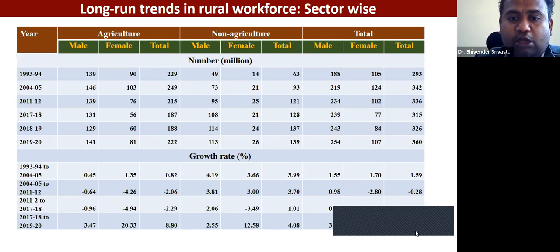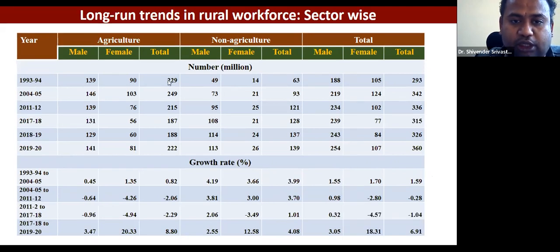So these are the numbers which I have estimated between 93 and 2019 using the NSS employment surveys, then census population, and then the PLFS surveys. Here you can see that between 93 and 2004, the agriculture workforce increased by about 1%. But 2004 to 2011, the workforce in agriculture declined by about 22 million, meaning 2 crore agriculture workers left agriculture between 2004 and 11.